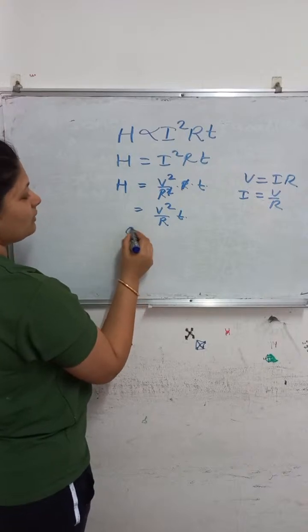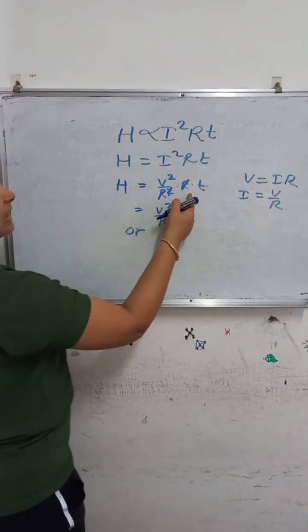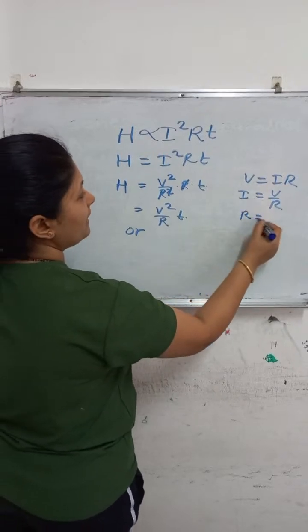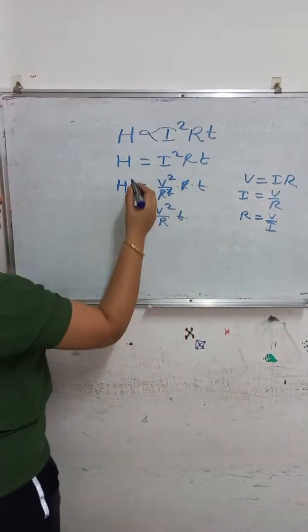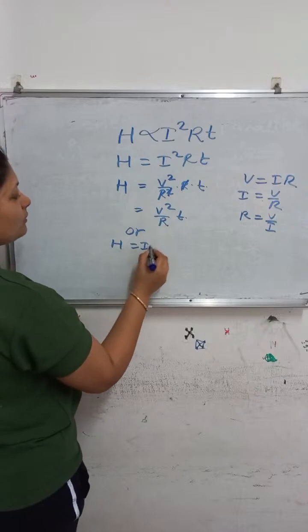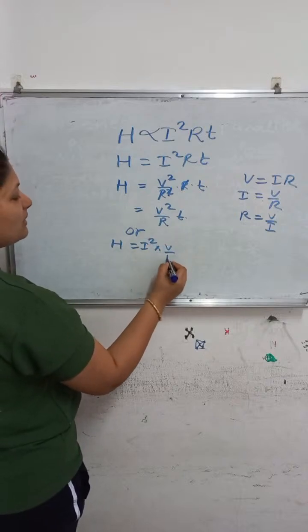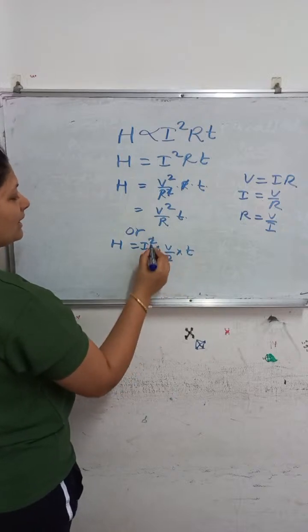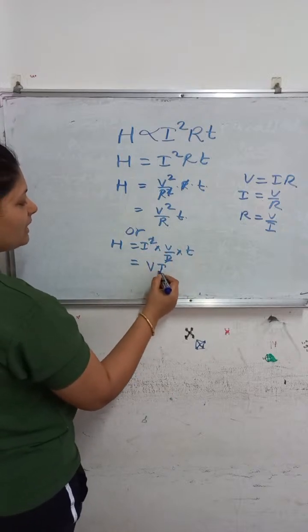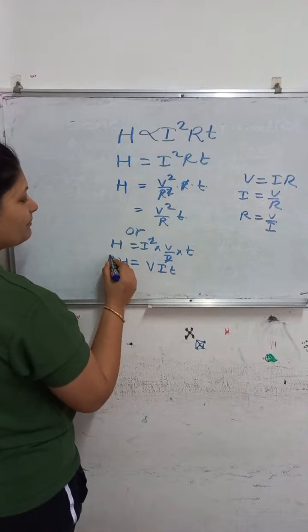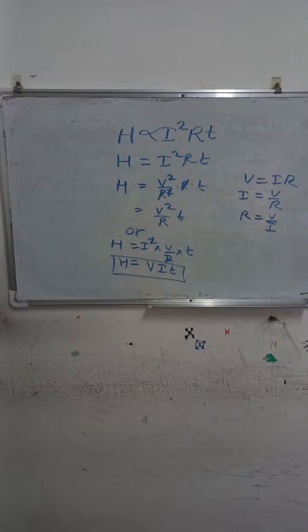Or we can write R is nothing but V by I, and we can substitute that here. H is equal to I square, R is V by I, into T. This I and one I get cancelled, and we get the answer V into I into T. That is nothing but the amount of heat generated. This is Joule's law. Sometimes they ask this as a question, define and explain or state and explain Joule's law and the equation. So you have to write this much.